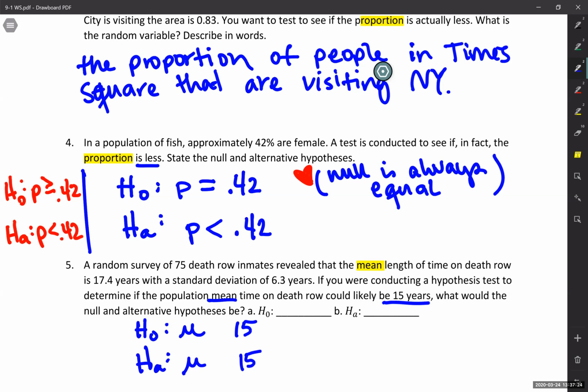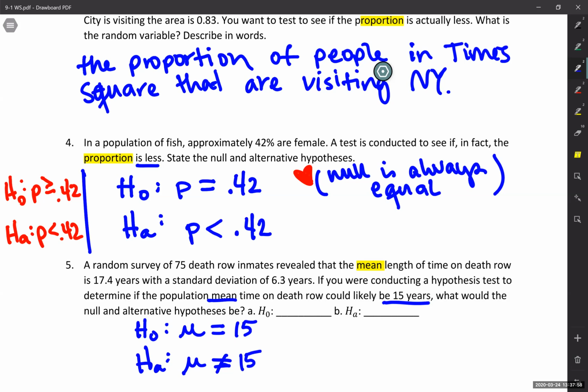Okay, so we want to know if the mean time is 15 or if it's not. And there's no clear, is it 15 years or less? Is it 15 years or more? It's just saying, is it 15 years or not? So our null is always equal. And since there's no clear greater or less than in this problem, then not 15 would be that symbol right there, not equal to 15.